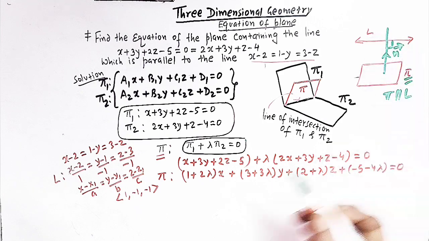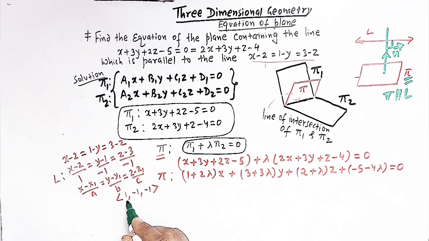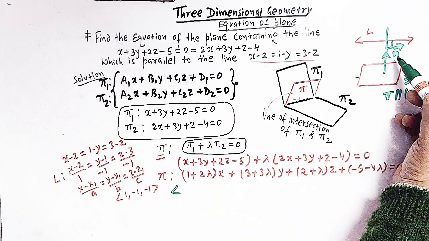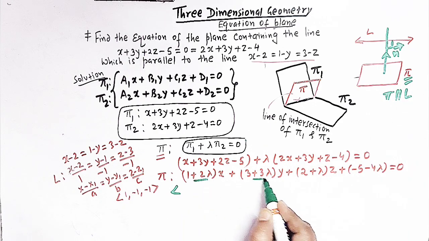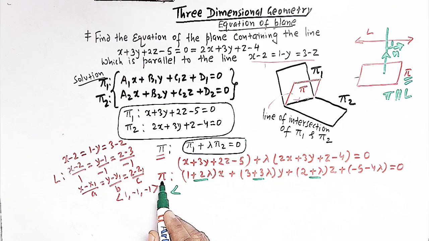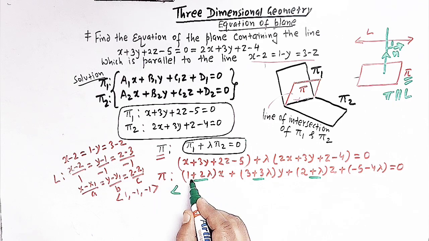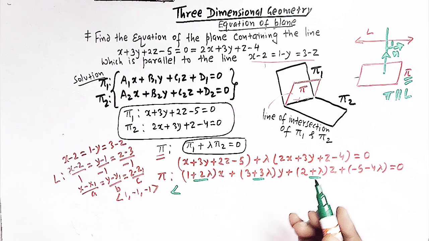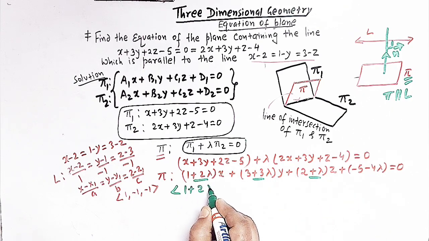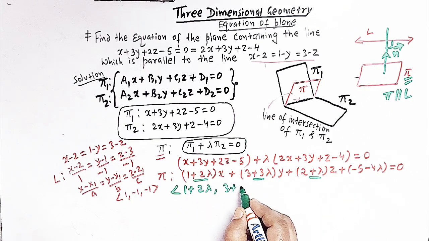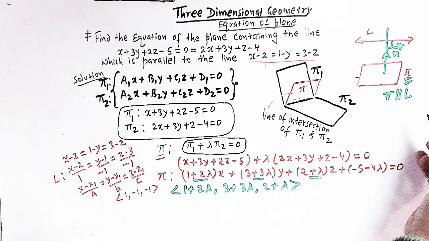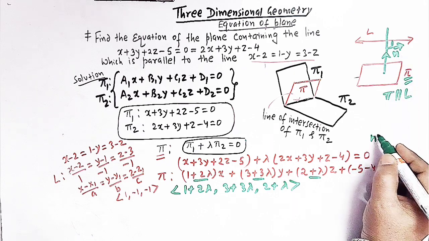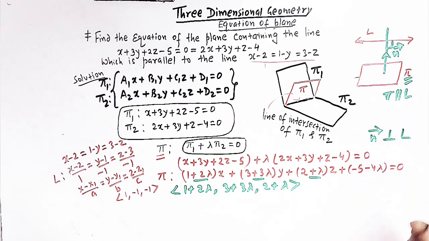Now here the direction ratios of this line L are given by 1, minus 1 and minus 1, and the direction ratios of the normal vector to this plane pi are given by the coefficients of x, y and z in the equation of this plane pi. So the direction ratios of the normal vector n are given by 1 plus 2 lambda, then 3 plus 3 lambda, and 2 plus lambda. And this normal vector n is perpendicular to the line L.